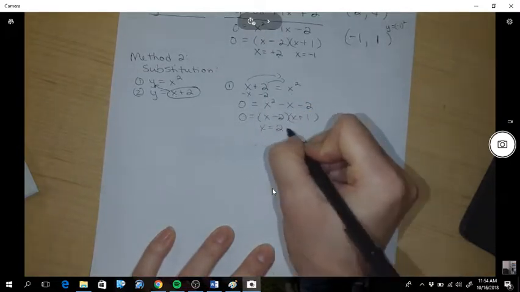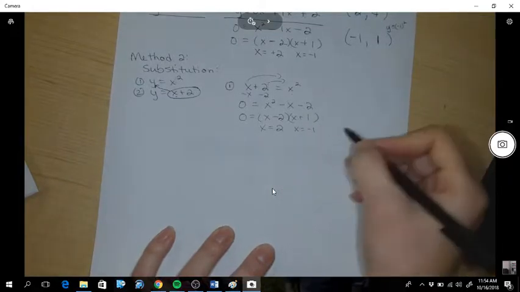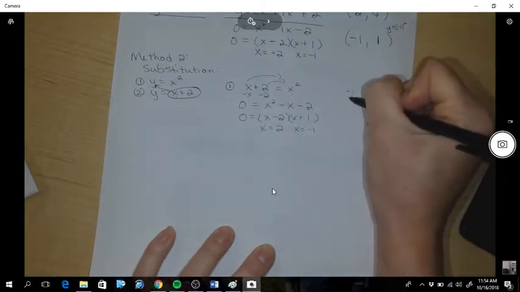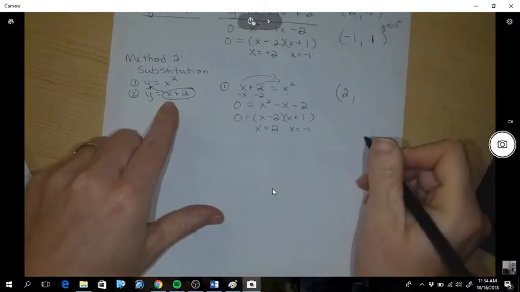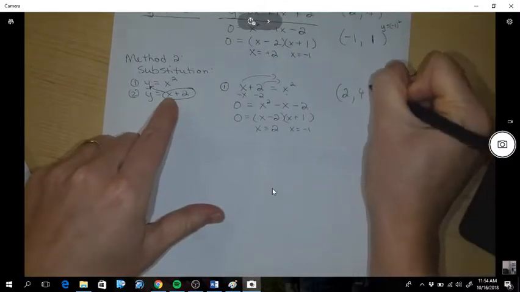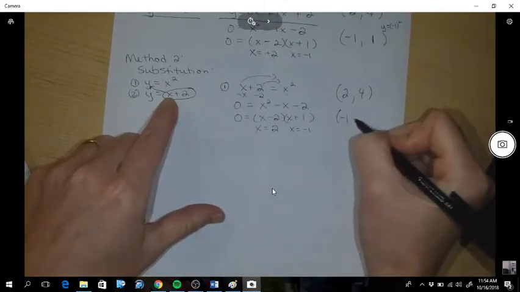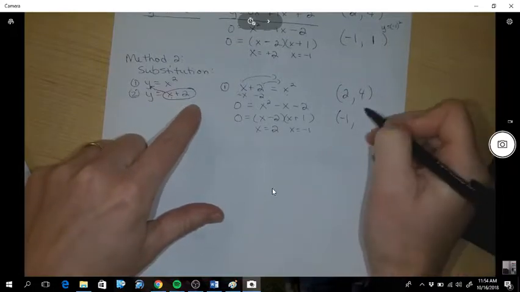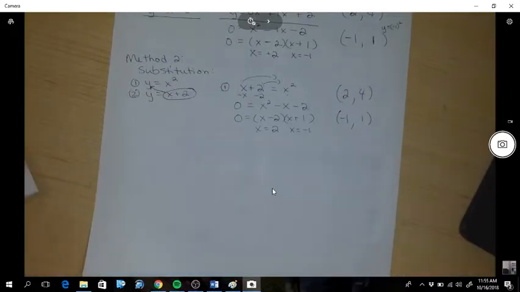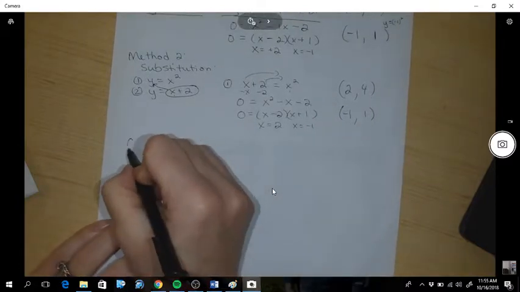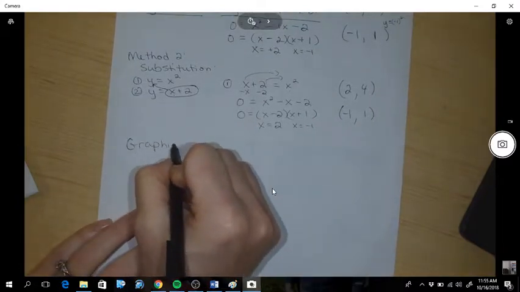same solutions. Okay, and then we obviously plug it in when x is 2, and then you plug it in, 2 plus 2, so y is 4. If x is -1, -1 plus 2 is 1. Okay, so same thing, different method. And the last method is graphing.